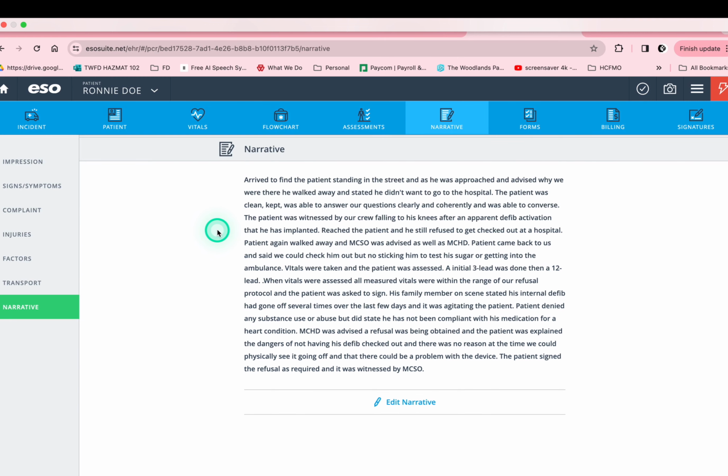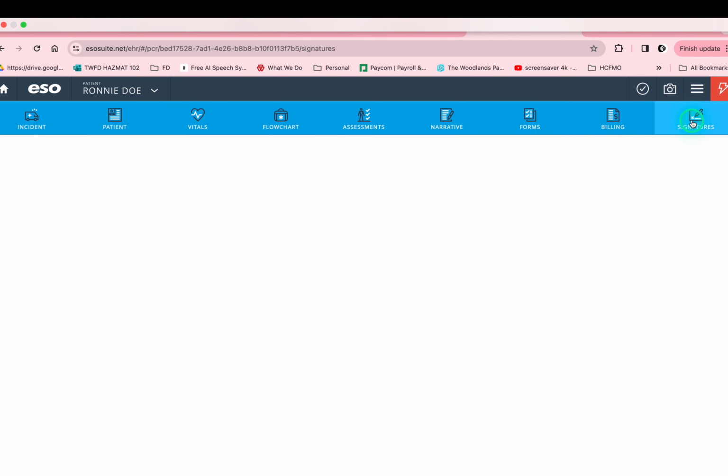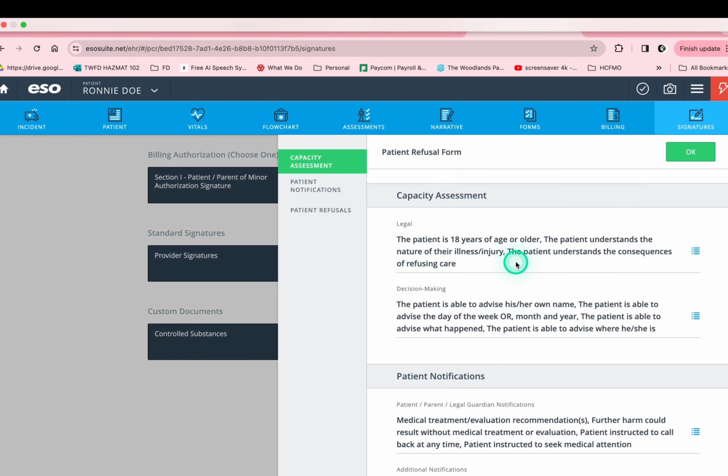Okay, I wrote my narrative, did what I needed to do, come into the forms, make sure nothing applies to what we did. If we did do some kind of stroke scale, document in here. If we did a stroke scale and he's good, then that's fine, he's good. Billing, we're not going to worry about signatures. Signatures come in, we have a refusal in this case. Obviously, we dotted the I's on this, right? We checked all the boxes, we dotted the I's, we crossed our T's. We come in here and we go ahead and get the refusal done on this patient.